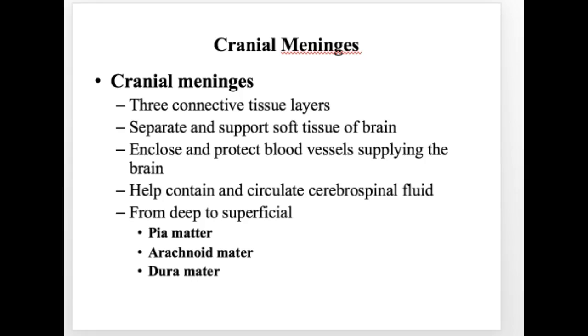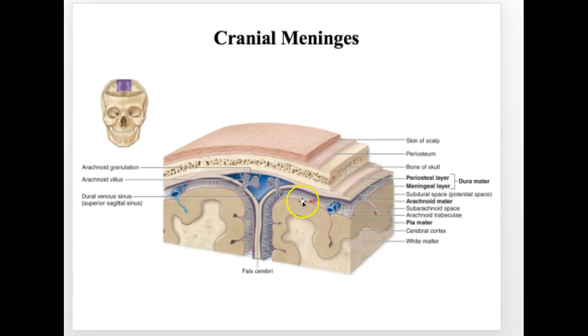The cranial meninges consist of 3 connective tissue layers that are each separate and support the underlying soft tissue of the brain. As you can see in this image, from deep to most superficial is the pia mater, the arachnoid mater, and the dura mater layer. So again, these layers help to protect the brain.